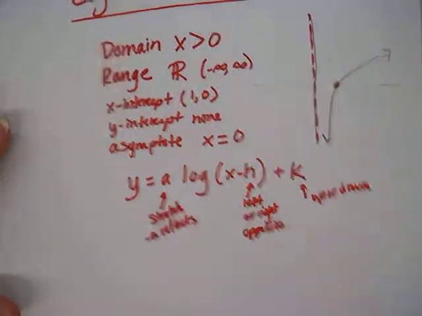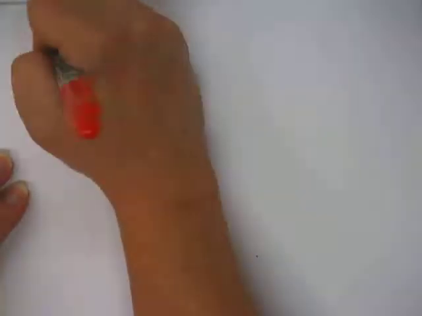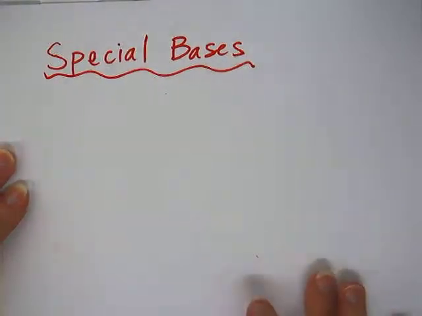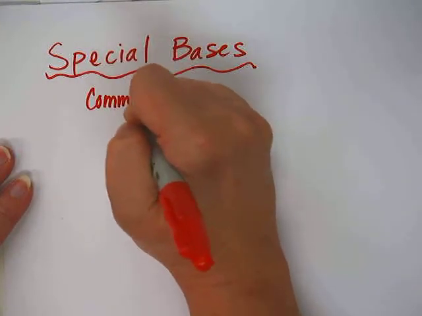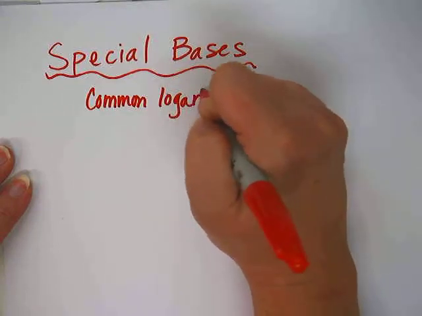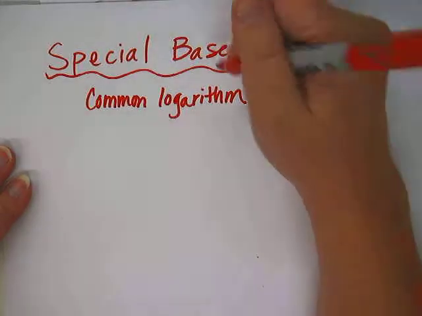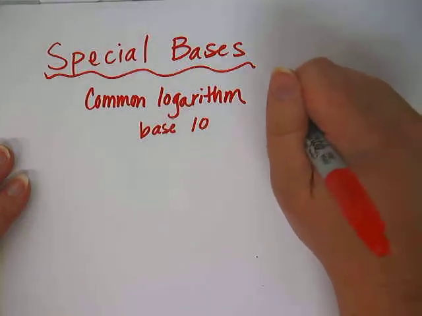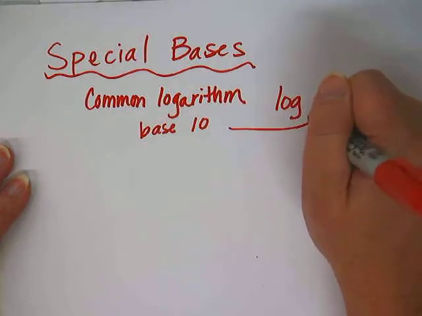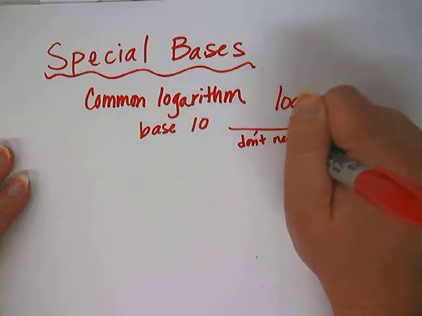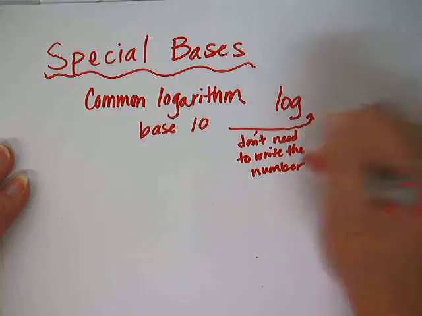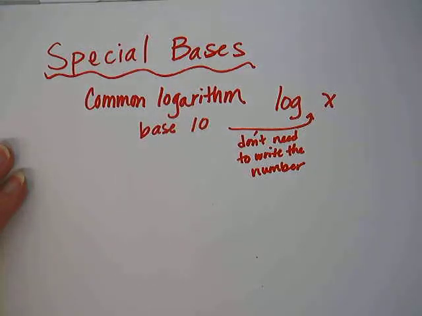Okay. Now we need to look at special bases. We have two different special logarithms. One is called the common logarithm. The common logarithm is base 10, and it is the one on your calculator that just says log and has no base written. So anytime you see a logarithm without the number written right there, it's base 10.